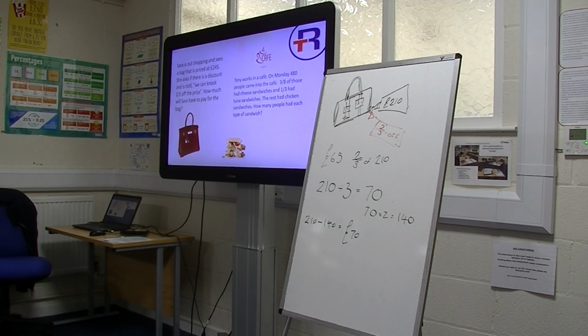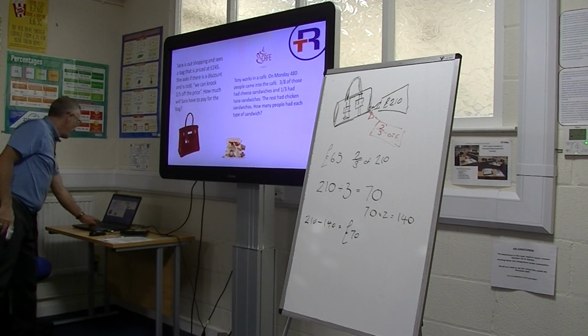Have we got a price for the bag? Yeah, everybody? Let's see then. How much is she going to have to pay for that bag? £98? I've got 147. Two different answers. 98 is the discount.